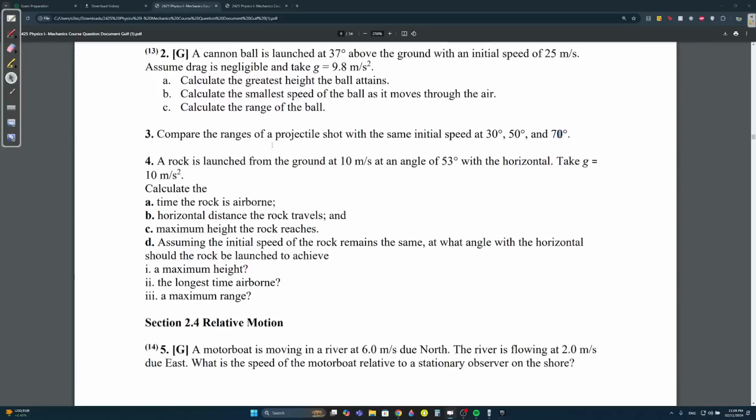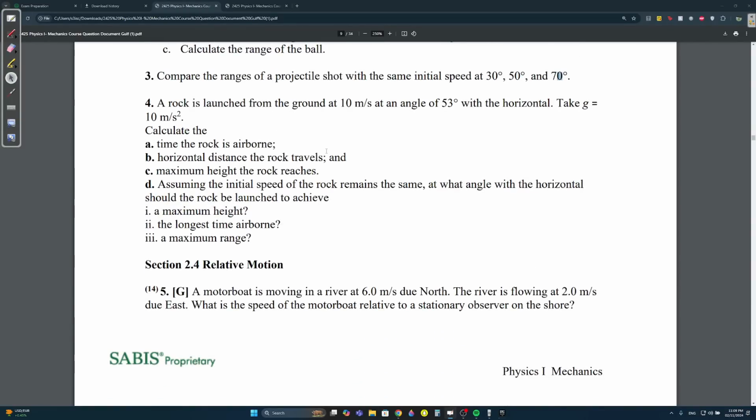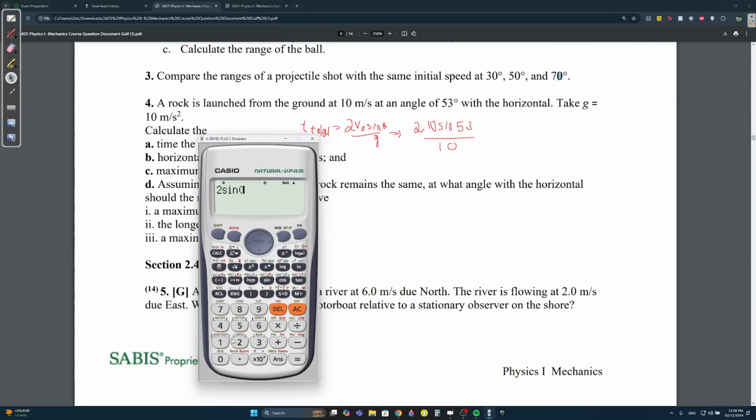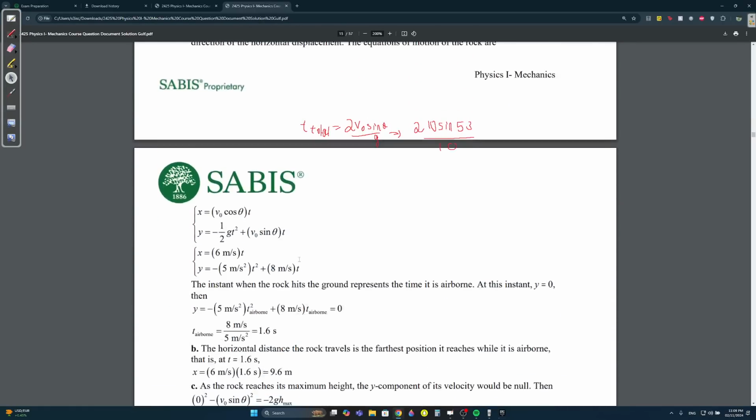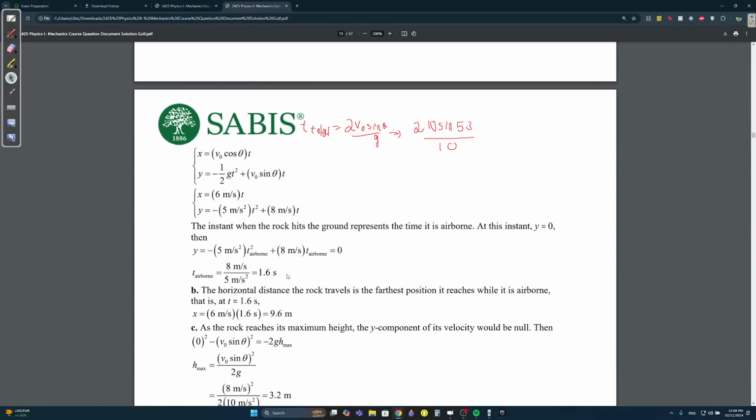A rock is launched from the ground at 10 meters per second at an angle of 53 degrees with the horizontal. Take g equals 10. Calculate the time the rock is airborne. Total time is equal to 2 v naught sine theta over g. So it's 2 times 10 sine 53 over 10. The 10 will just cancel, so you get 2 sine 53, which is 1.6.